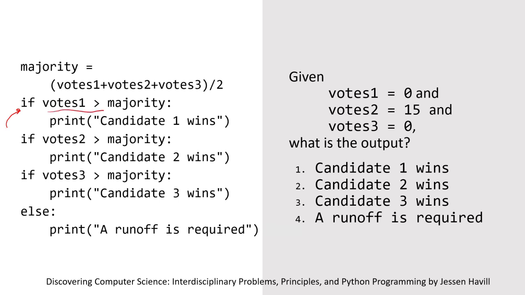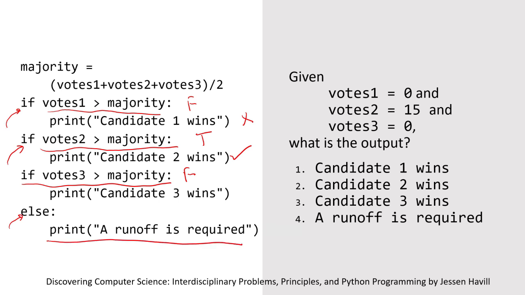So the first if condition is false, so it will not print this. Then it will check the second if condition. The second if condition is true, so it will print this. Now it will check the third if condition, which is false. Since this if condition is false, it will execute its else part and it will also print a runoff is required. So the output will be 2 and 4.